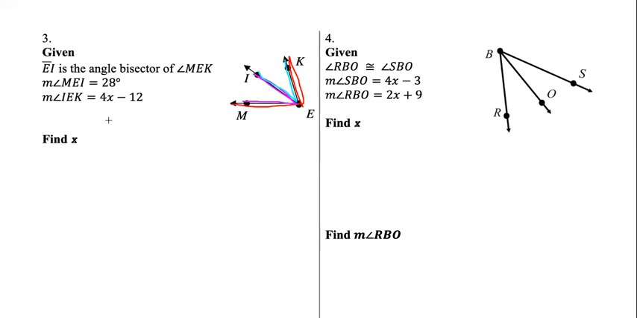So what we're going to do is go through each of these statements that they gave us one by one and see if we can break down what it means. All right. So the very first thing it says is EI, and I believe it means to say ray. Ray EI is the angle bisector of angle MEK. All right. Now, before we go anywhere else, we need to know what that means. Well, we know we're talking about angles, so that's not necessarily the important part. What is important is the word bisector.